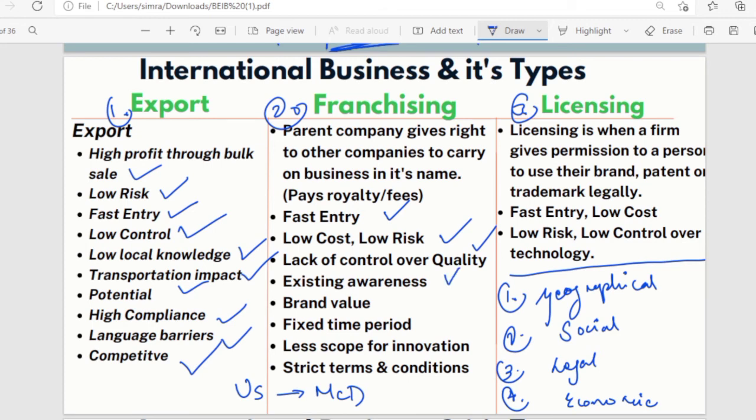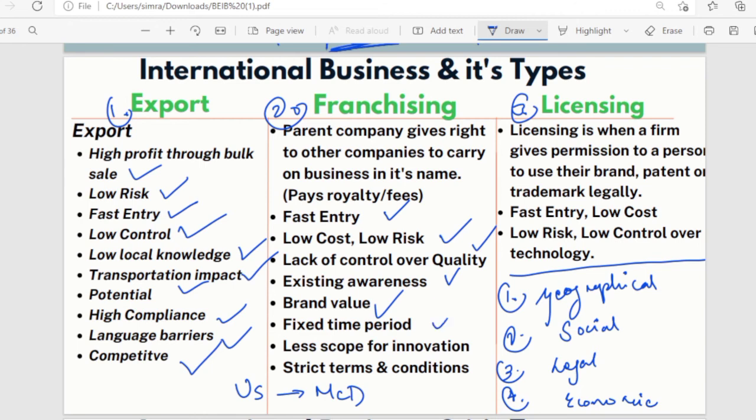Existing awareness, brand value. I already told you that everyone is aware. So you are trying to bring it in your country, in your city, in your state. There is a brand value to it. There's a reputation. So obviously you don't have any risk in running that business. You won't be apprehensive as to whether it's going to run, you'll earn profit, people are going to like it. No, you know people are going to like it. People are already demanding for it. So yes, there is a brand value.